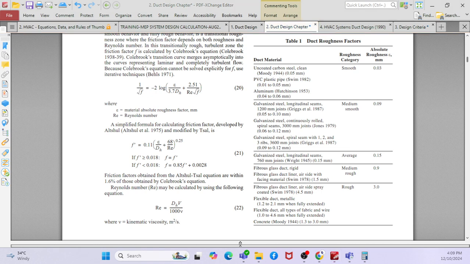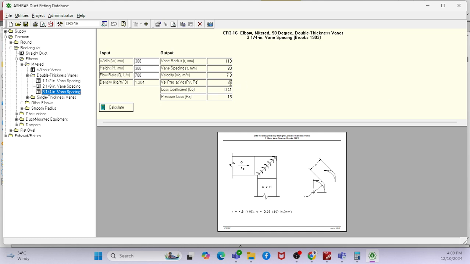Basically, this is where it originally comes from. Now, this is the ASHRAE Duct Fitting Database. I hope you have this one, right? I don't have the software. Okay, so this is the software. I think I can share it today. You can install it on your PC. This is the Duct Fitting Database software.